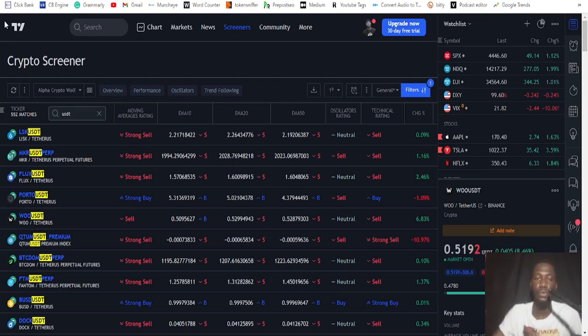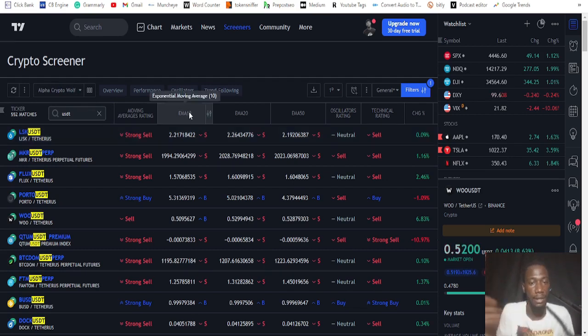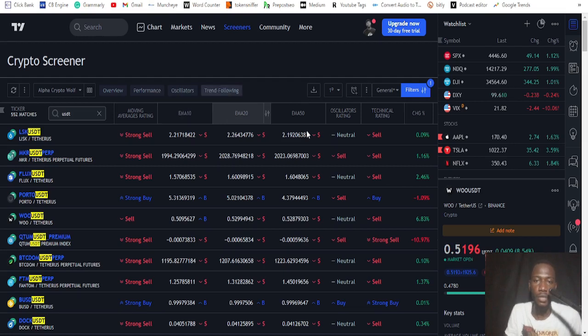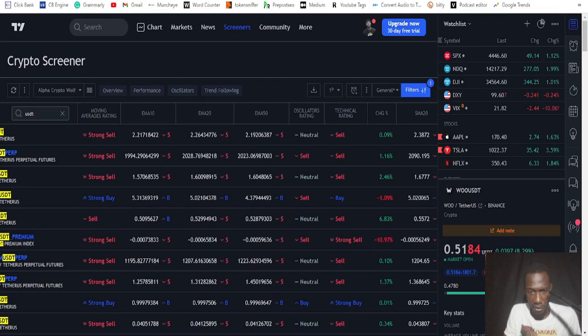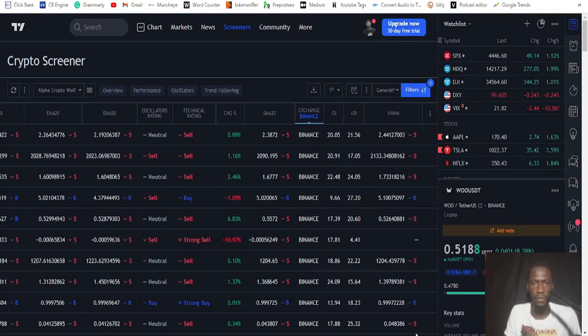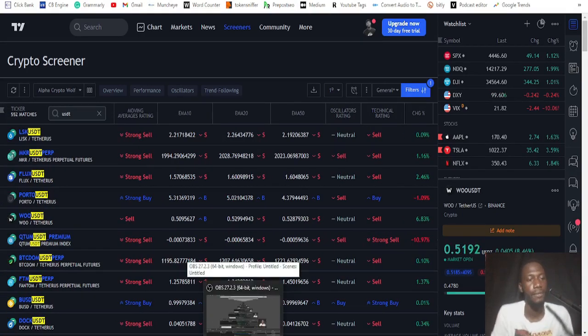So from the tools I use on this my crypto signal, as you can see, there's Alpha Crypto here. It shows that this is my setup. I use the moving average. I use EMA 20, exponential moving average 10, exponential moving average 20, 50, and I have a lot of tools I use, but I'm very okay with the exponential moving average 10, 20, and also the SMA 20. Basically, these are more than enough for me to get good indicators.